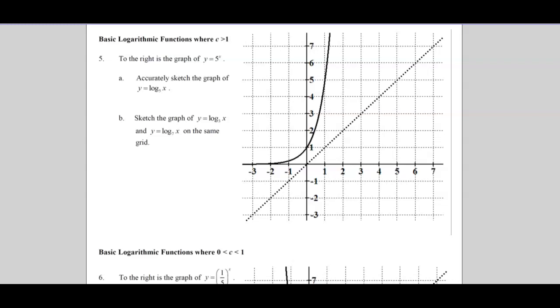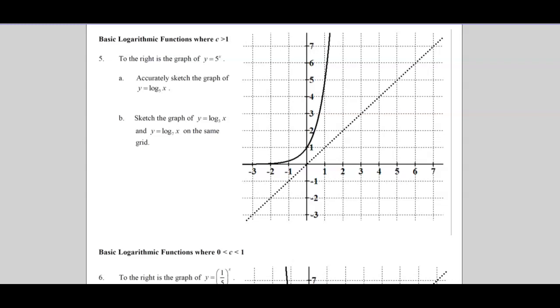Okay, so here we're looking at the basic logarithmic function, because tomorrow we'll get into transformations of it. So here's the graph of y equals 5 to the x. Accurately sketch the graph of log of x base 5. So remember, they're inverses. Very first graphs we did.